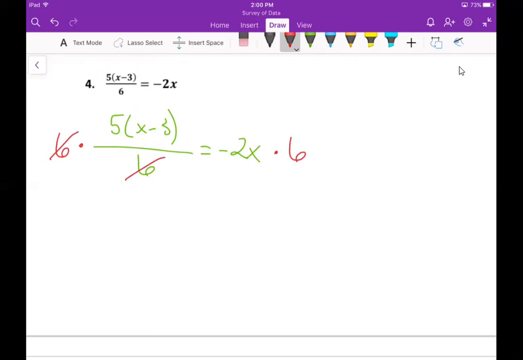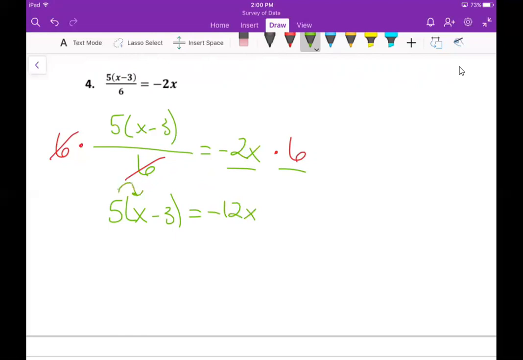That's a good way. If you have any kind of just a number by itself, that's a good way to get rid of fractions and not have to work with fractions anymore, right? So I like that as a first step. So then we have just the numerator left on the left-hand side, and then negative 2x times 6 will give us negative 12x there, okay?